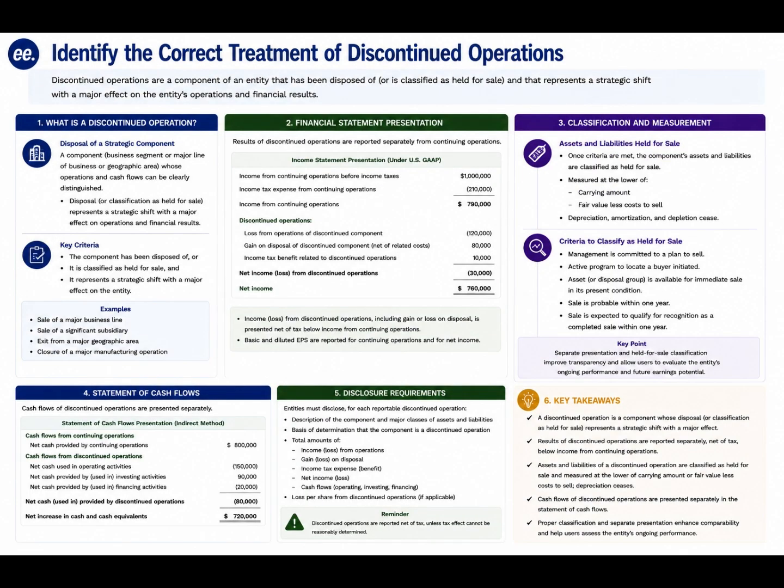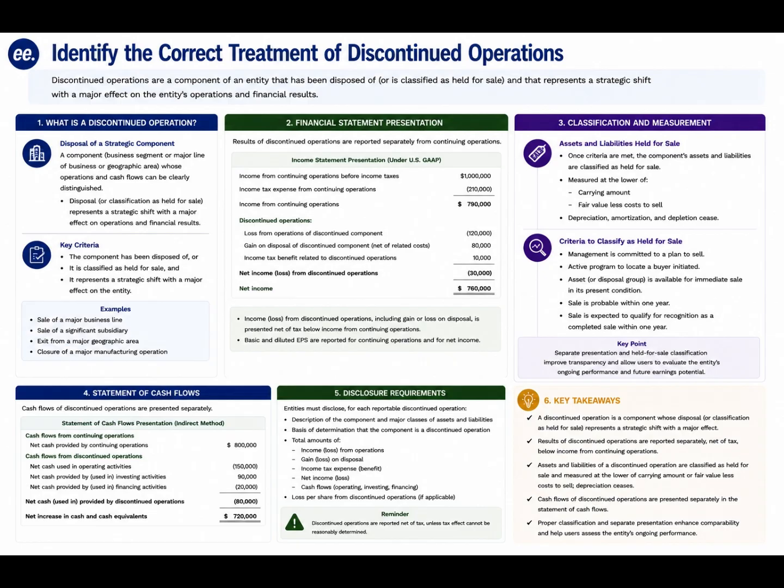Identify the correct treatment of discontinued operations. Discontinued operations involve disposal of a strategic component. A component whose operations and cash flows can be clearly distinguished may qualify if disposal represents a strategic shift with major effect on operations and financial results. Examples include sale of a major business line or geographic segment. Results are reported separately from continuing operations. Income or loss from discontinued operations, including gain or loss on disposal, is presented net of tax below income from continuing operations. This separation improves comparability and allows users to evaluate ongoing performance.